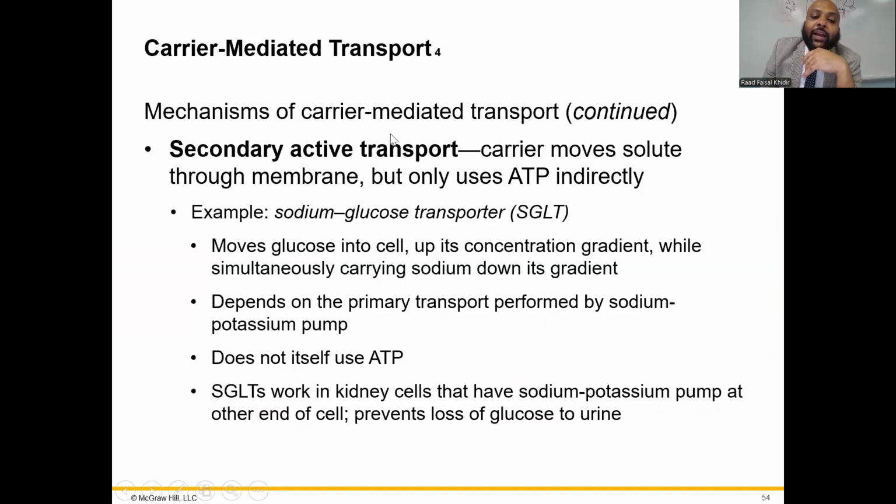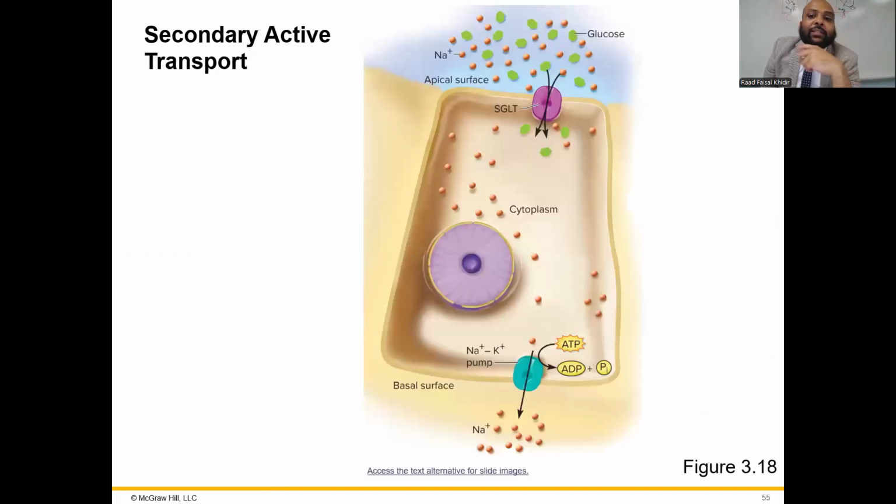Okay, secondary active transport. That's really important. The secondary active transport is based on primary active transport. So what is primary active transport based on? It is based on ATP. So let's look at this diagram. That's a perfect example. Let's look down here at the sodium ATPase. The sodium ATPase uses ATP to send out sodium against its concentration gradient.